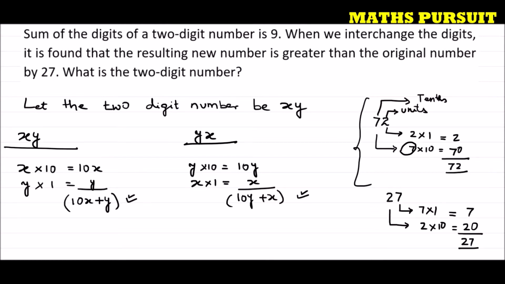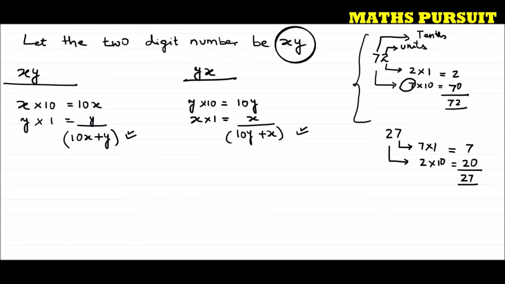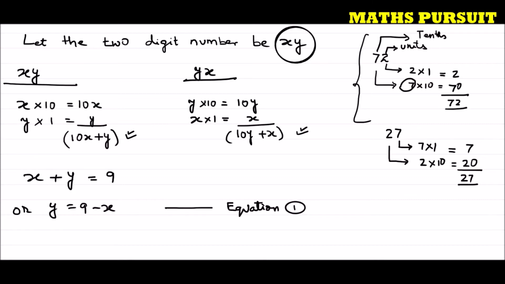So we have assumed our two-digit number to be xy, and the question is telling us the sum of the digits of this two-digit number is 9. This is what the question is telling us. So that means x plus y is equal to 9. Or I can write y is equal to 9 minus x, and let this be our equation 1. We will recall this equation later on.